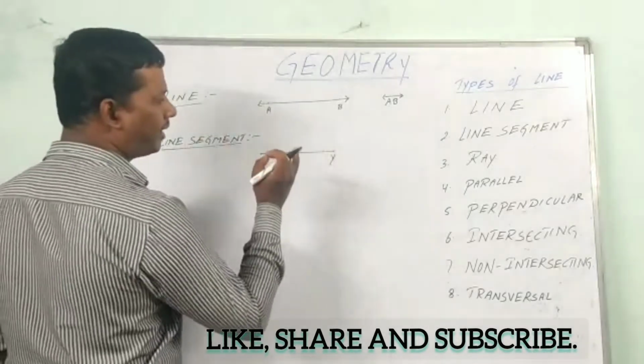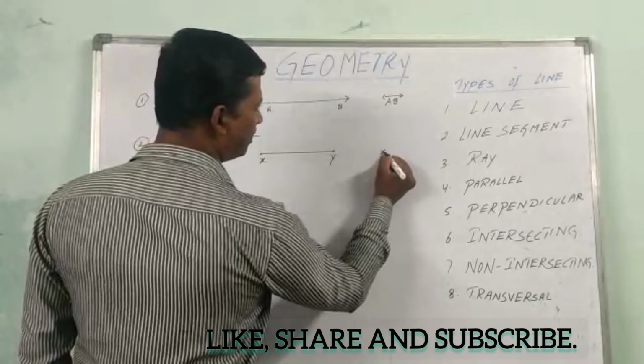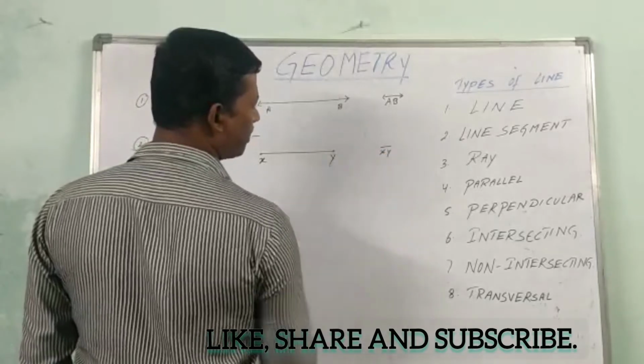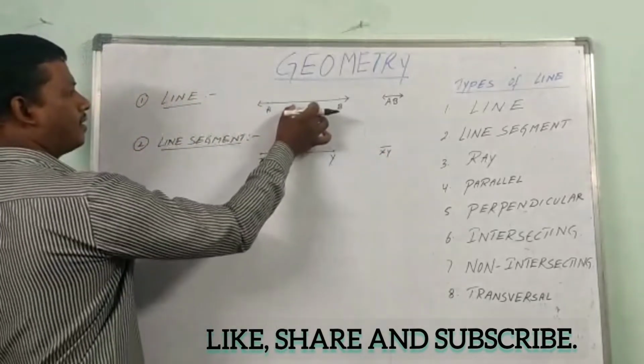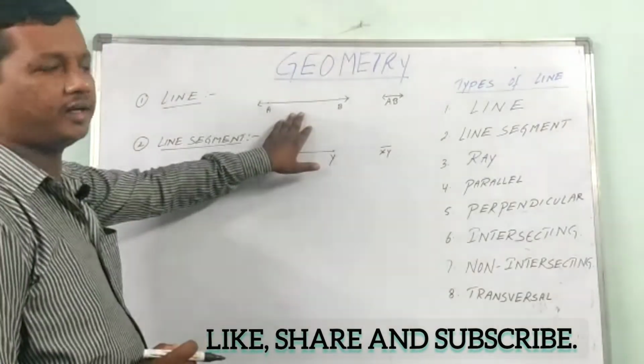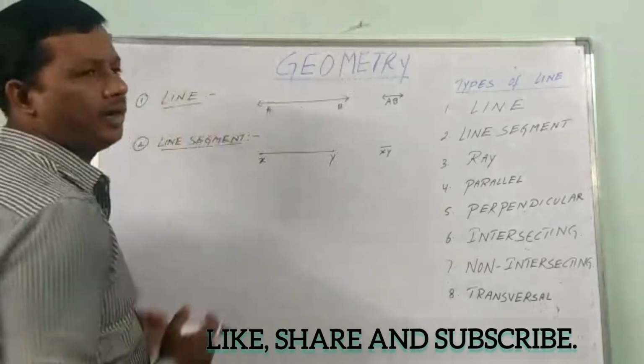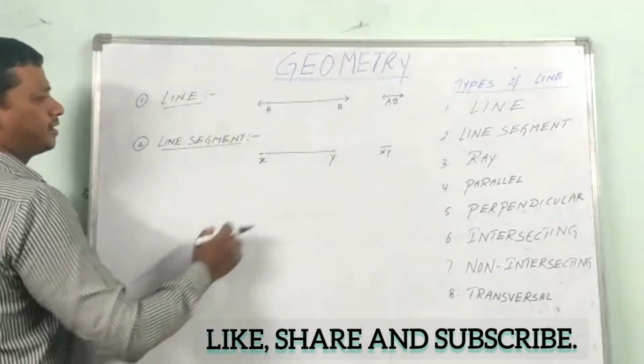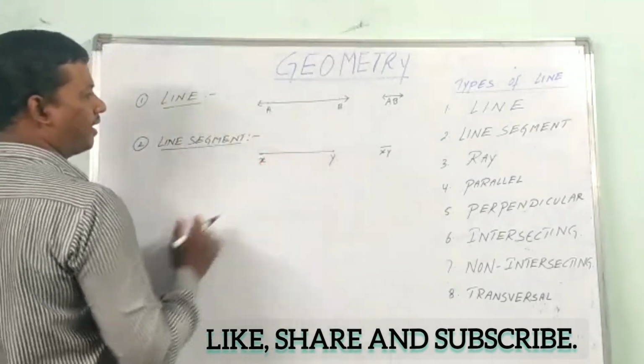It has a definite length. We can measure this line, and this is represented by this one. Whereas this other line we cannot measure, because it endlessly moves in the opposite direction, whereas the line segment has a definite length.